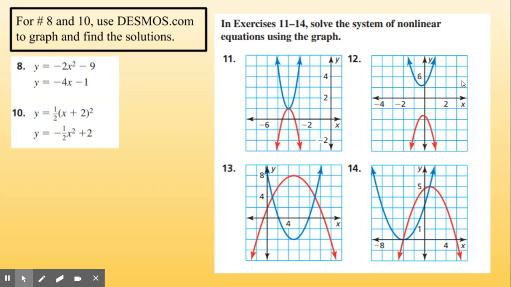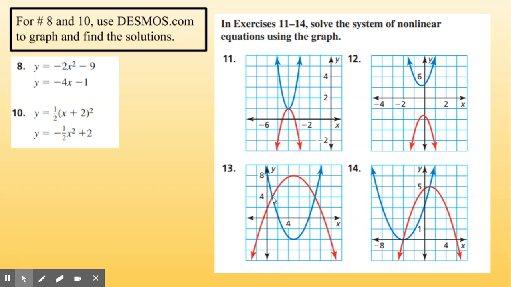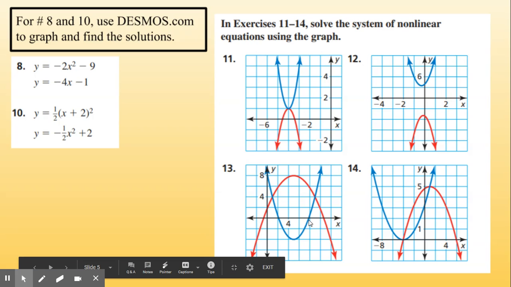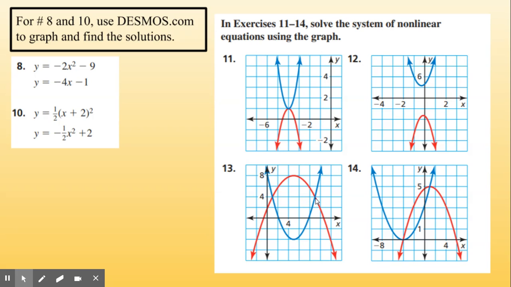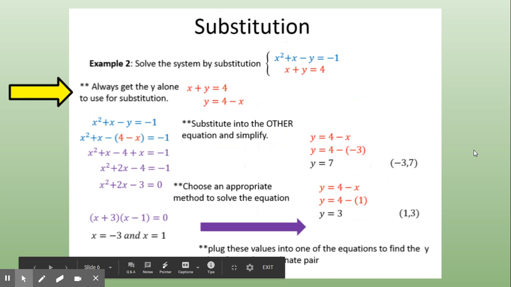Number 12, we can visually see there's nothing. They're not touching at all. They're going in their own opposite directions. They're never going to meet. So this would be no real solution. In 13 and 14, here we have 2 points. We can see that they're crossing in two different places. So we would have two ordered pairs. For 13, we would have the point (1, 4) and then (6, 8), probably (9, 4), it looks like in this last one. Okay, and then 14 will do the same thing. So that would be using our graphing method.